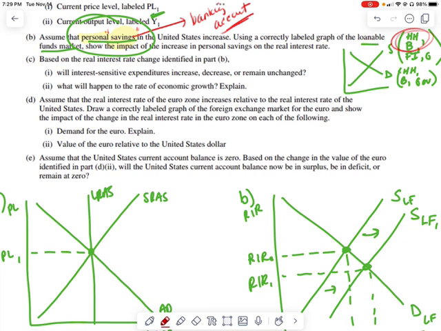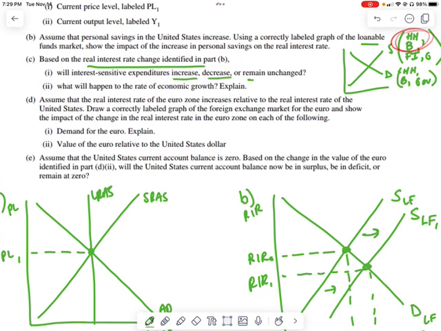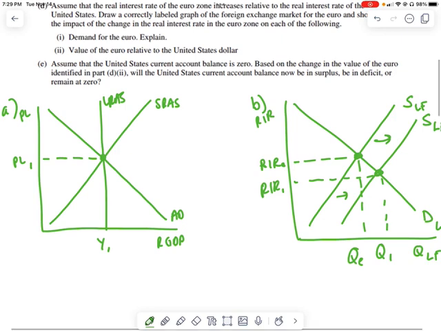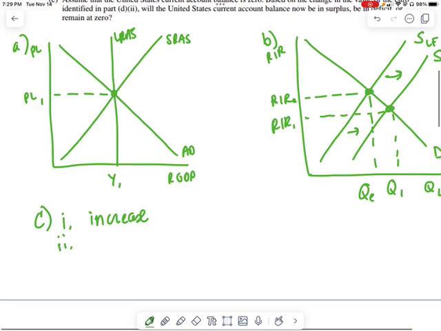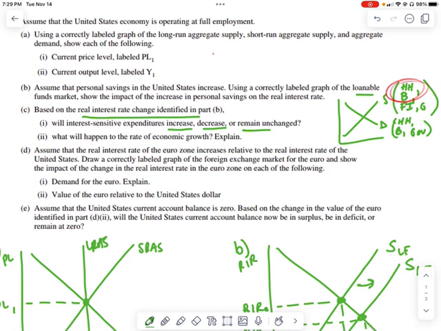Okay, so for part C, they want us to build upon what we just did here. I'm just going to clean this up so it's not so messy. Based on the change of the real interest rate in Part B, will interest-sensitive expenditures increase, decrease, or remain unchanged? Well, interest rate went down, and so that means that they're going to increase. I don't think we need to explain why, because it just says, will they? What will happen to the rate of economic growth? Okay, so this is where we have to explain.